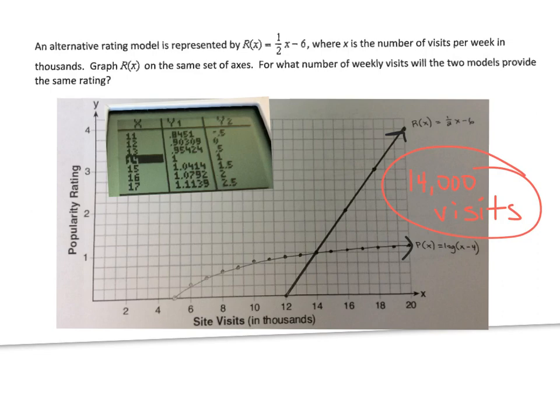Okay, so just for a double check, you could see when x equals 14, which really means 14,000, both of the y values are 1. The popularity rating is 1. They're the same.